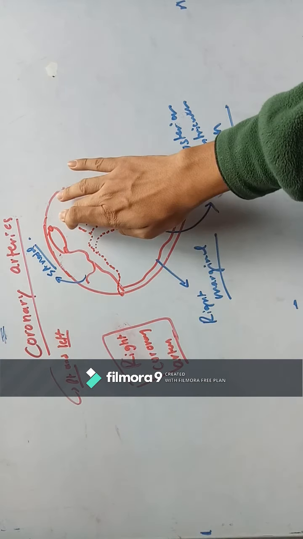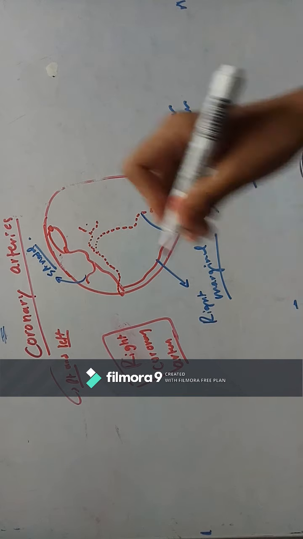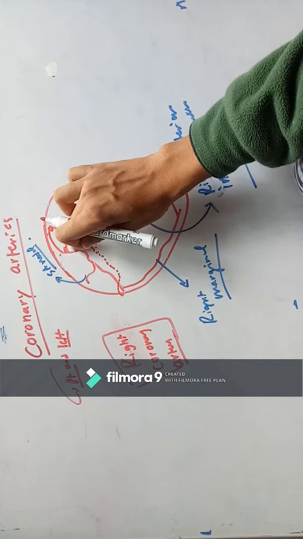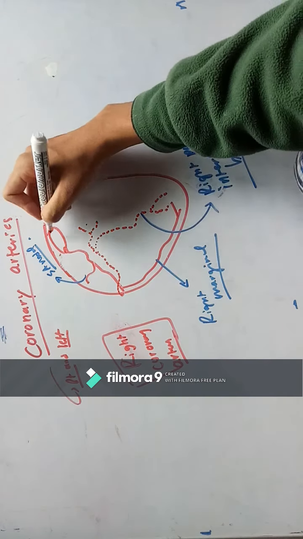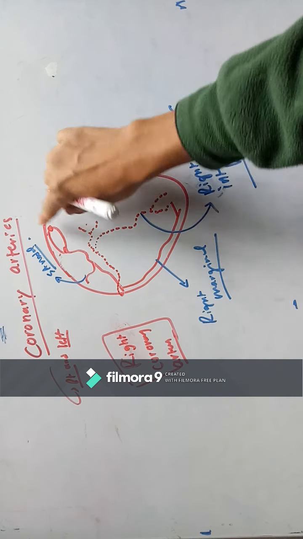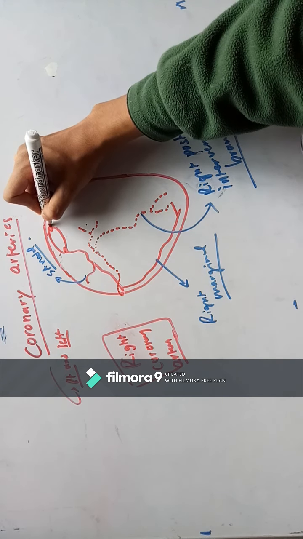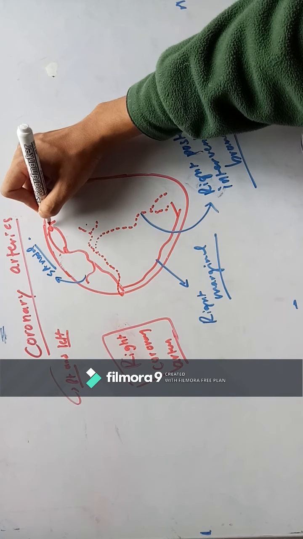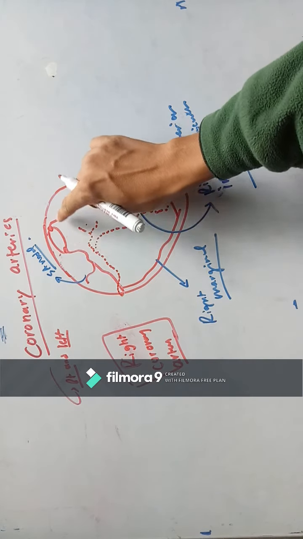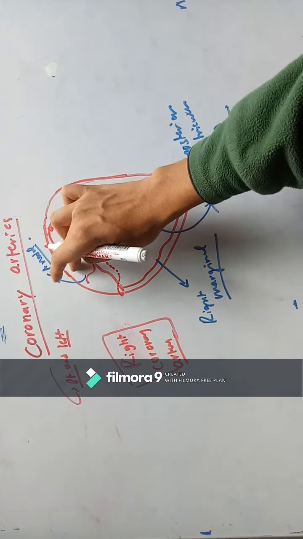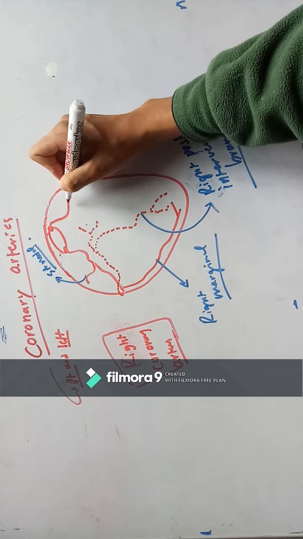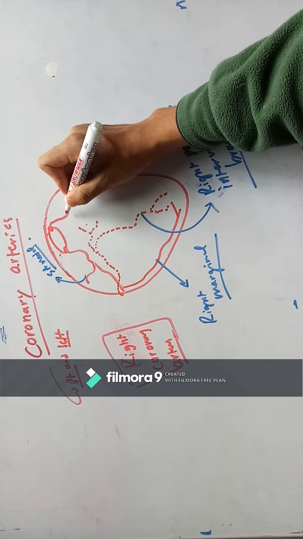Now let's talk about the left coronary artery. The left coronary artery arises from the posterior aortic sinus. This is the anterior aortic sinus. The right coronary artery arises from this one, and the left coronary artery arises from the posterior aortic sinus. It then goes along the arterioventricular groove. Remember, this is the arterioventricular groove separating the atrium and ventricle. So it immediately goes along the arterioventricular groove.